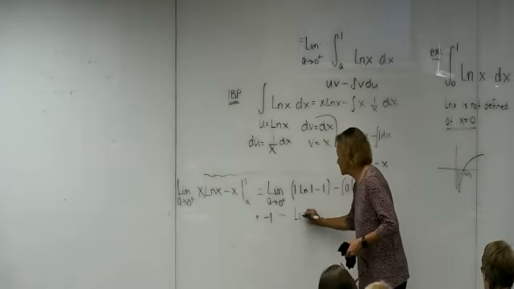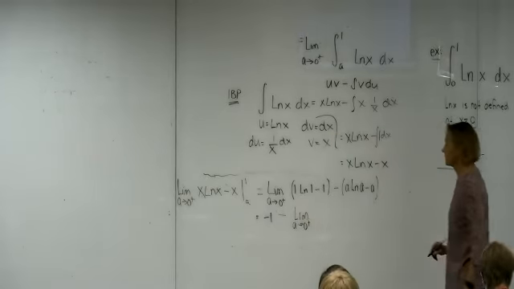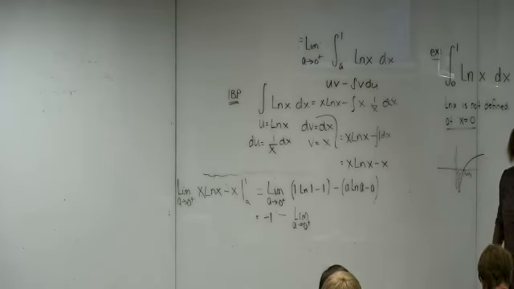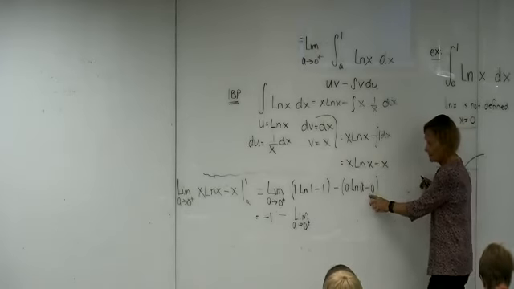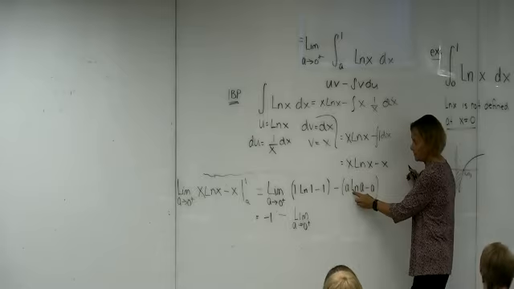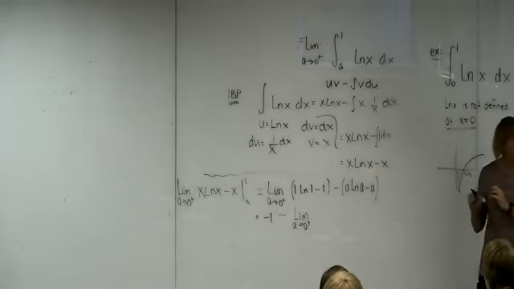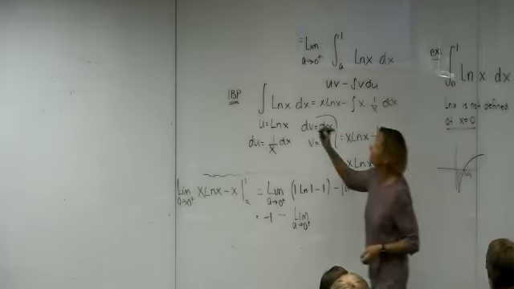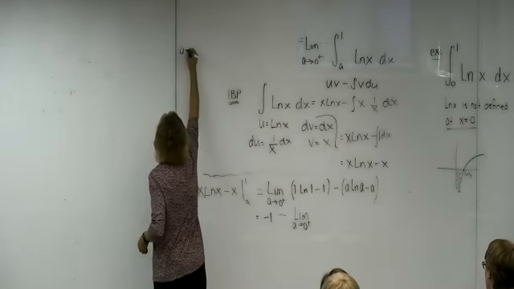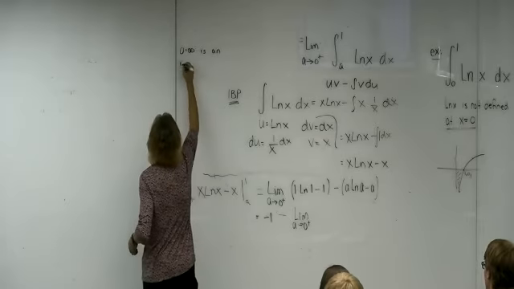I forgot my limit, so let me put it here. So what's happening? It's still diverging. This is going to 0. This behaves like 0 times infinity. 0 times infinity isn't necessarily 0. 0 times infinity is an indeterminate form.